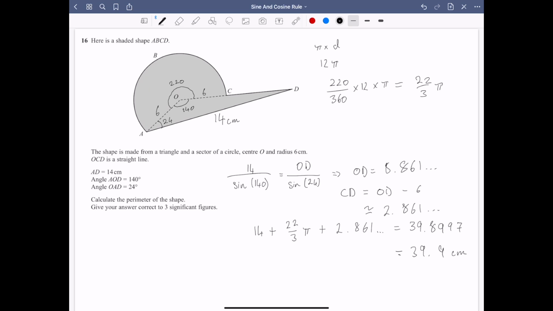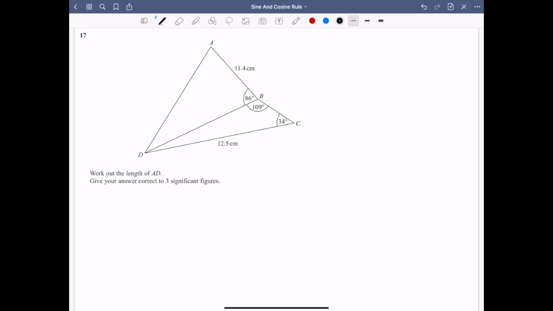So hopefully that's the answer you got, and hopefully you used the same reasoning that I did. If you didn't get the same answer, rewind the video or see if you can figure out where you went wrong in your calculation, watch my explanation again and see if you can follow it, and then try the next question. So this is the next question, and again what I want you to do is pause the video, try to do the question, and then come back and we'll work through it together. And for this question what we want is we want to work out the length of AD, okay?